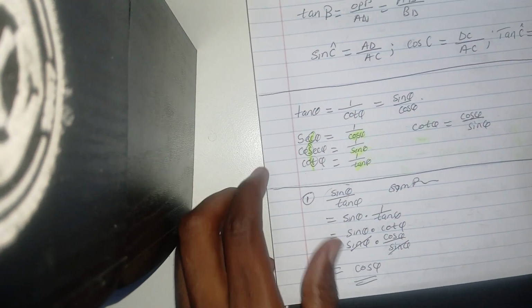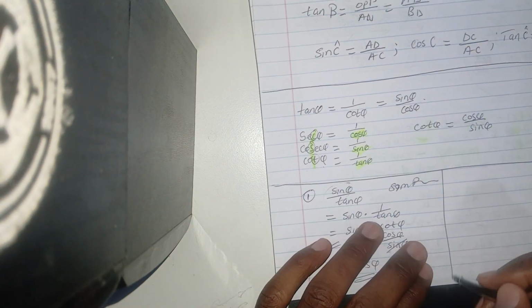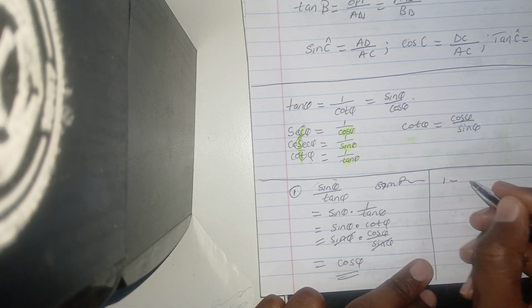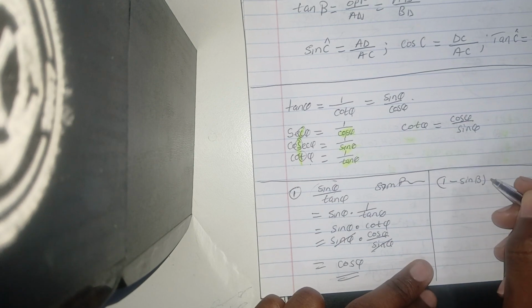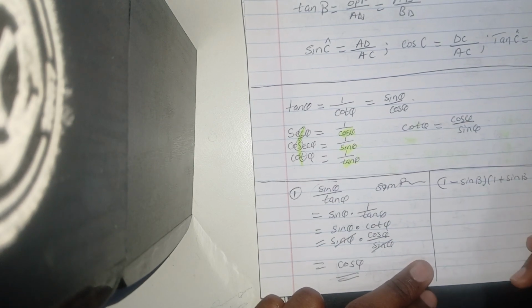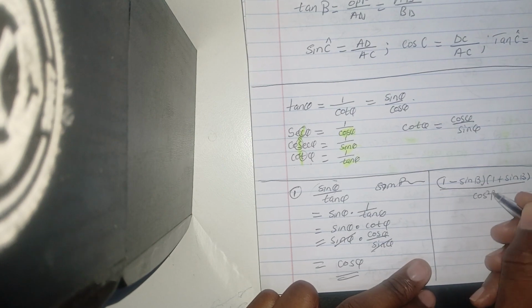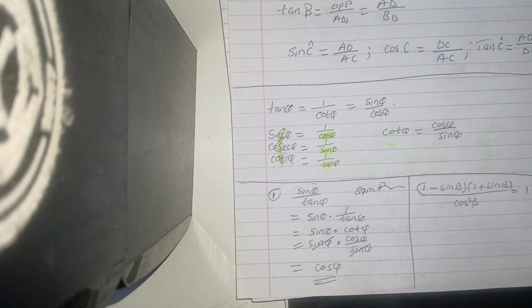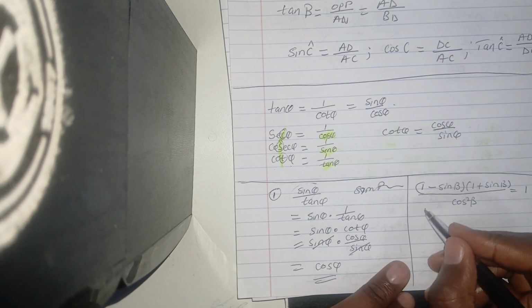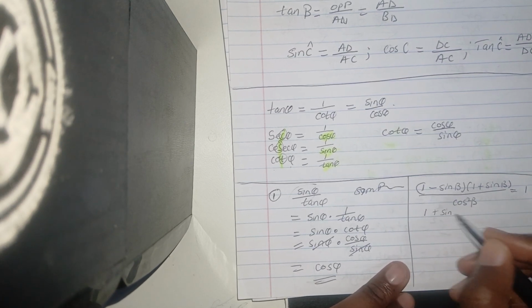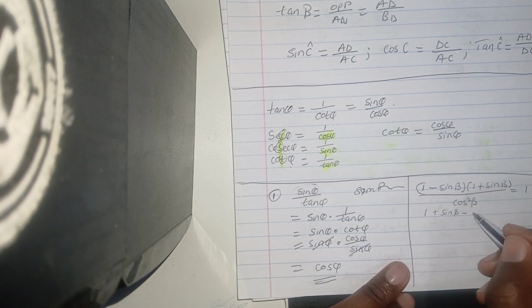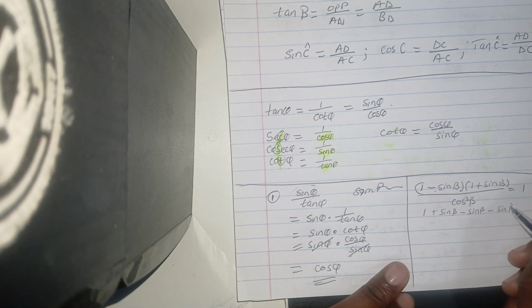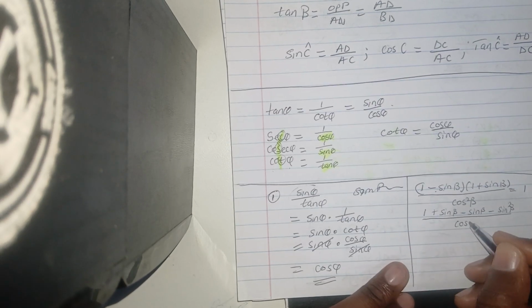So now, let us have another example. 1 minus sine beta times 1 plus sine beta, divided by cos square beta, is equal to 1. It's a proof now. Prove that. First, this multiplied by this, you get 1. This multiplied by this, you get plus sine beta. Then negative sine beta multiplied by 1 is negative sine beta. Negative sine beta multiplied by sine beta is negative sine beta square, divided by cos square beta.